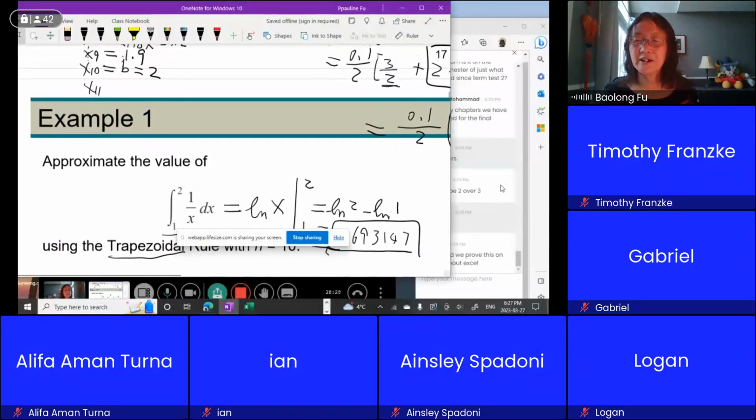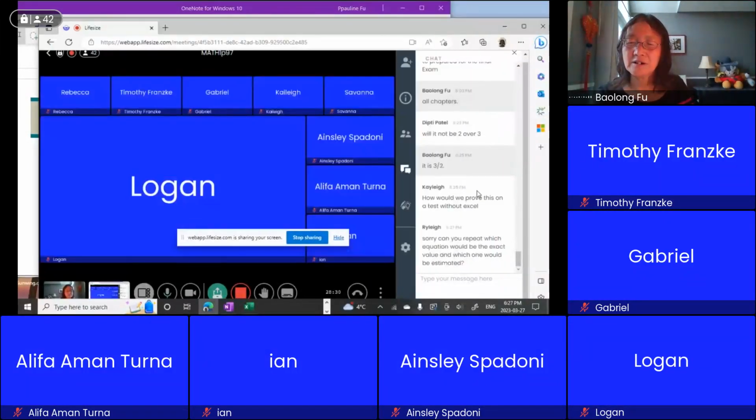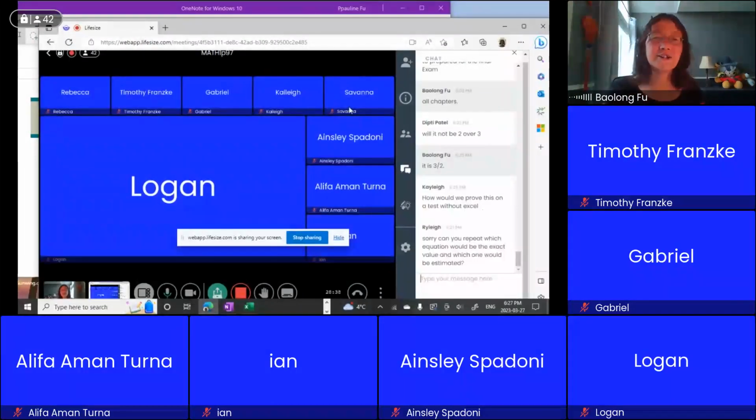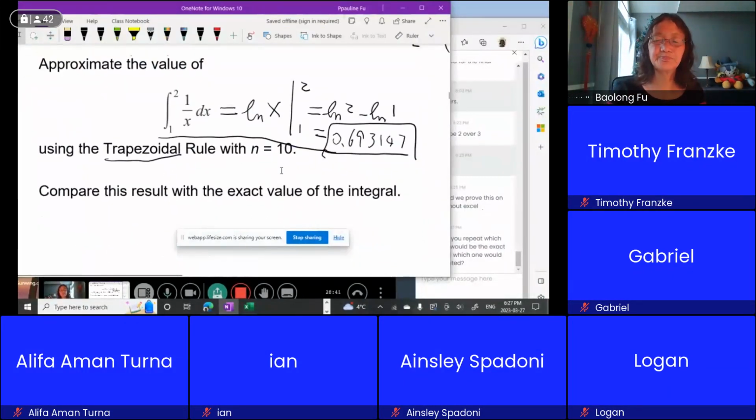Any other questions? Can you repeat which should be the exact value and which would be the estimate? Thank you, Riley. The exact value is here, .693147, from Excel, from round 2 minus round 1. Okay, the exact value is this number.